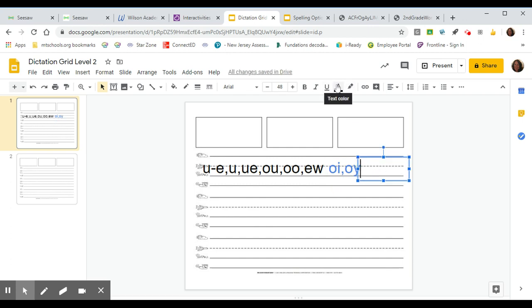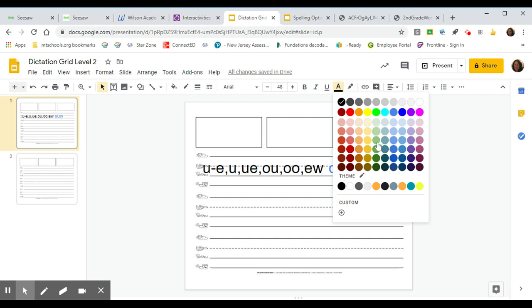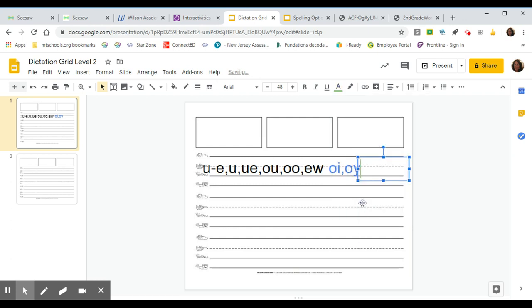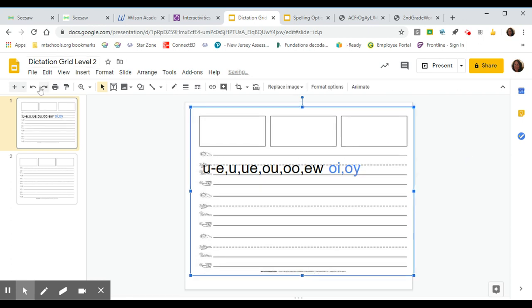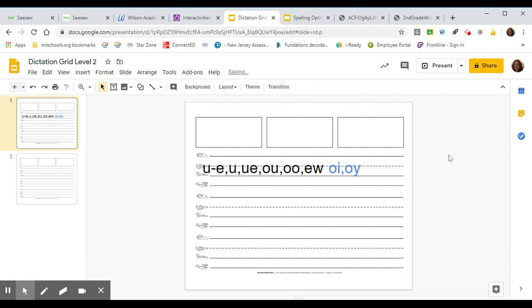And finally, change my color again. What says... do you know the keyword? Book. That one would be O-O. Those are our sounds. If you need to pause this video, go ahead and do so.